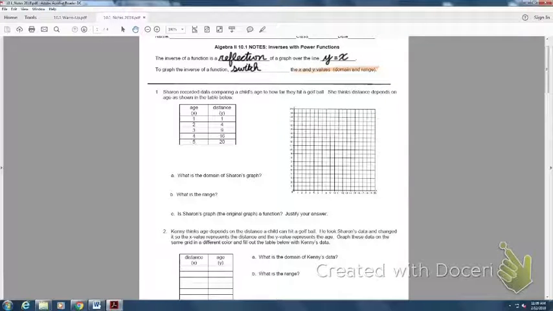Because you're switching all the x and y values to get to the inverse, and the domain is the measurement of x and the range is the measurement of y, whatever the domain is of the original function, that will be the range of the inverse. Whatever the range is of the original function, that will be the domain of the inverse. So make sure you understand that, switching the x and the y is the same as switching your domain and range.